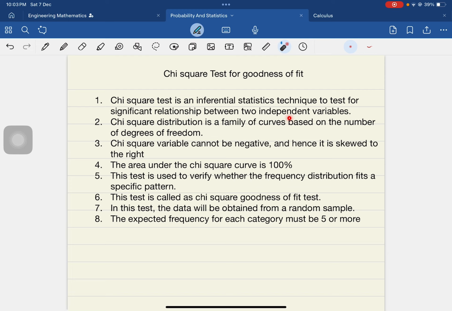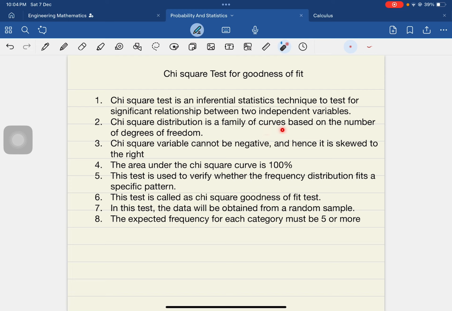So there are two independent variables. Between the two independent variables, how the relation exists, how much they are related, or whether there is no such significant relationship. All these we can test by using the chi-square test.